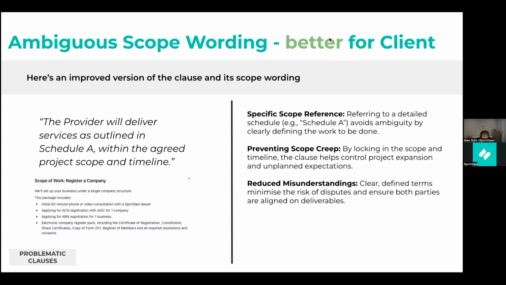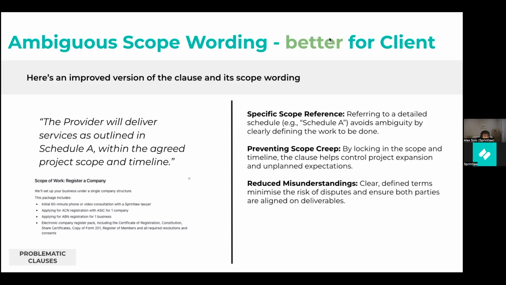And I've just put a screenshot from one of our services, Register a Company. And it's cut off a little. There's actually more detail to the scope. But in essence, what we say is quite clear. You're buying our Register a Company service for this fixed price of a few $100s. You're going to get 60 minutes phone or video with one of our lawyers. We're going to apply for this ACN registration, apply for this ABN registration, and we're going to deliver these 7 documents to you. And so it's pretty clear as day what you're getting for your money.